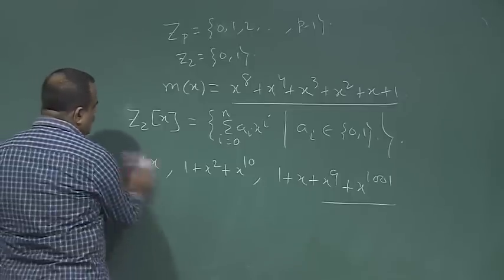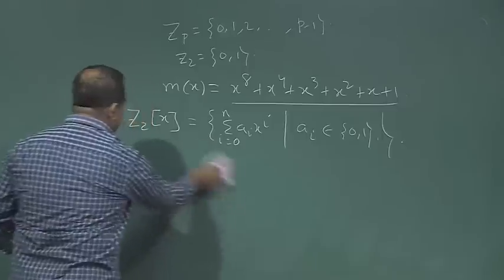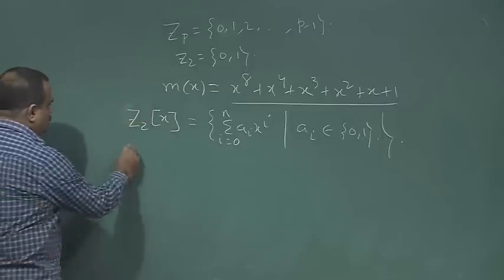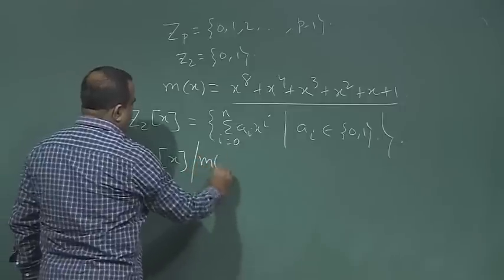Now, we take the modulus of this set by an irreducible polynomial. So, we take Z_2[x] modulo m(x).